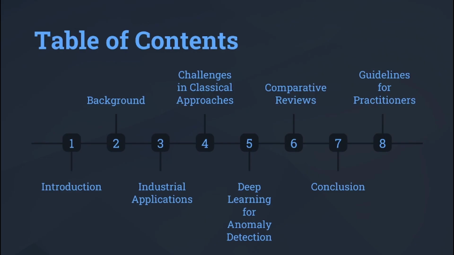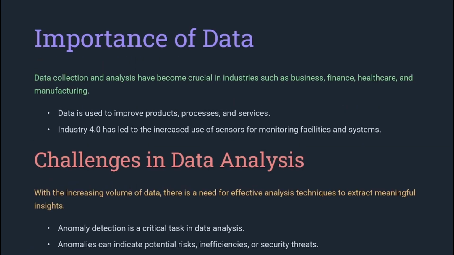So let's get started. This will be the table of contents. We'll start with introduction and background. Then we'll understand industrial applications and the challenges that we face in classical approaches. And then we'll go into our model, which is deep learning for anomaly detection. At the end, we'll do some comparisons, which is comparative reviews, and we'll end with conclusions and guidelines for new practitioners. So let's get started with introduction.